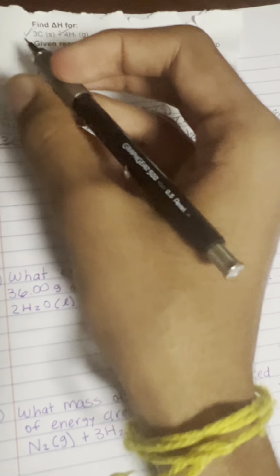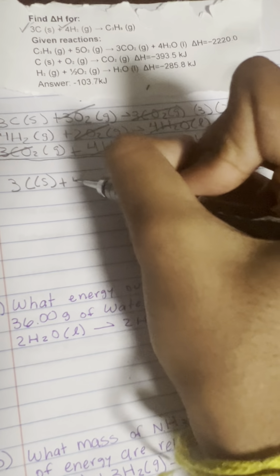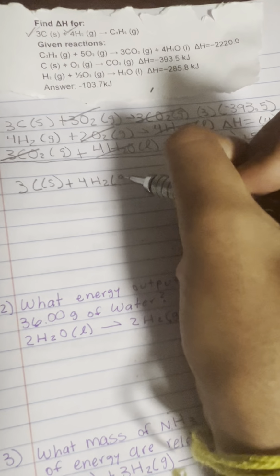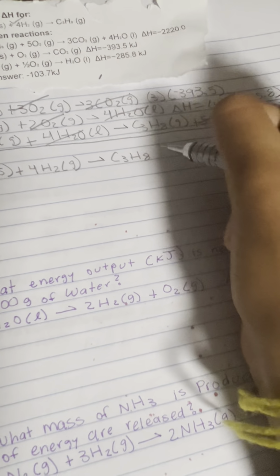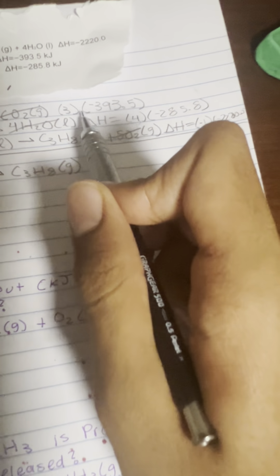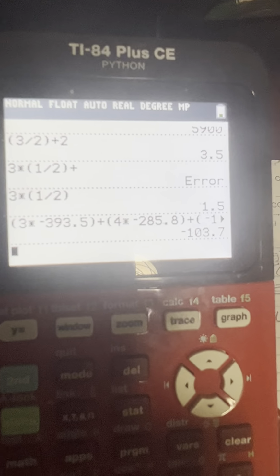That is everything. So then we would rewrite this as 3C solid plus 4H2 gaseous is equal to the one on the right side, C3H8 gaseous. Then we would just want to add every single term up over here, which I will quickly do right now. It sums up to be negative 103.7. So the change of H is equal to negative 103.7, which would be our final answer.